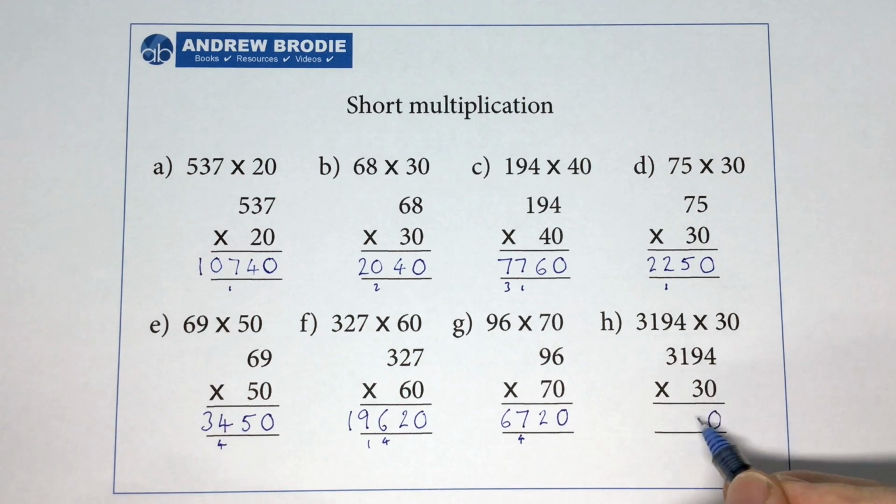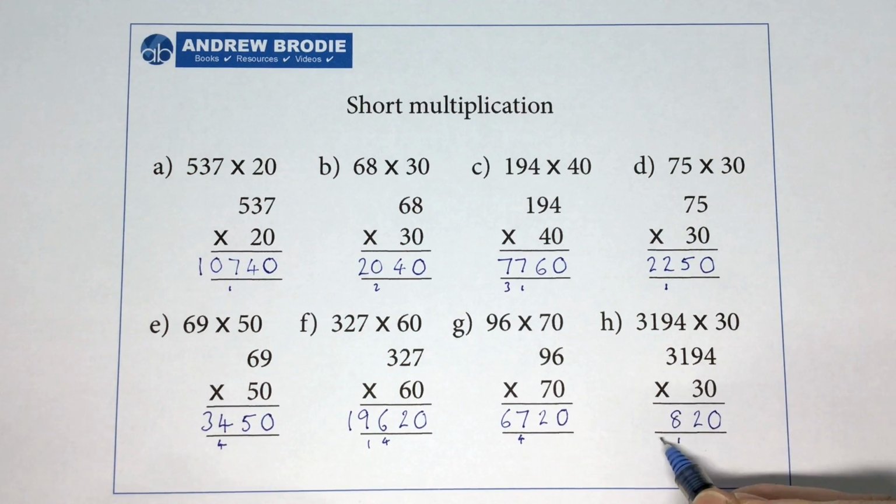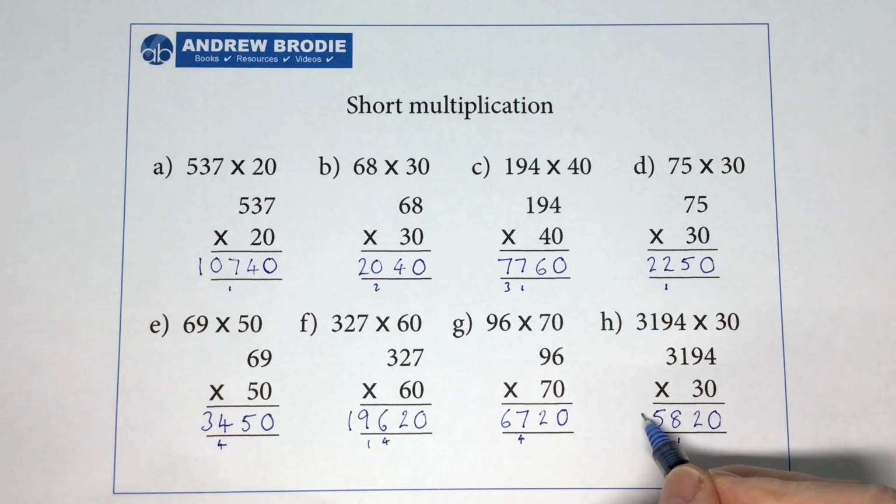0 in the units. 4 3s are 12. 9 3s are 27. Add 1 makes 28. 1 3 is 3. Add 2 makes 5. 3 3s are 9.